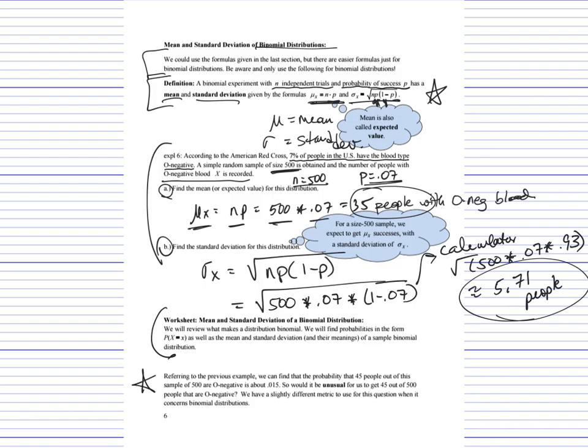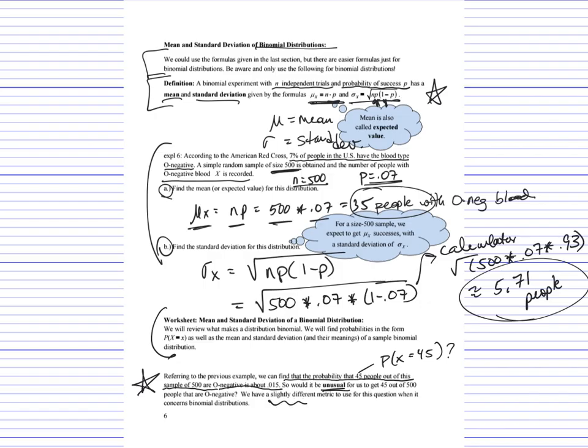Next thing we want to talk about is being unusual. Is something unusual? If I find the probability that 45 people out of this sample of 500 are O negative is about 0.015. By the way, you can just calculate that. Think about what probability I'm after, right? Was that unusual? Before, we said stuff like, well, if the probability is less than 5%, then that's unusual.